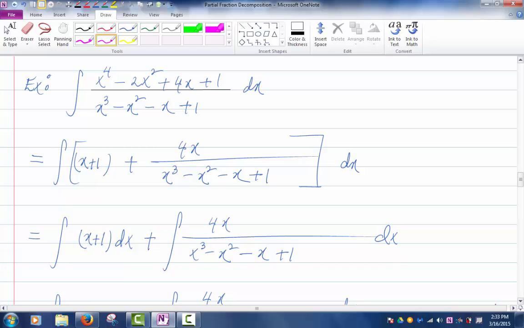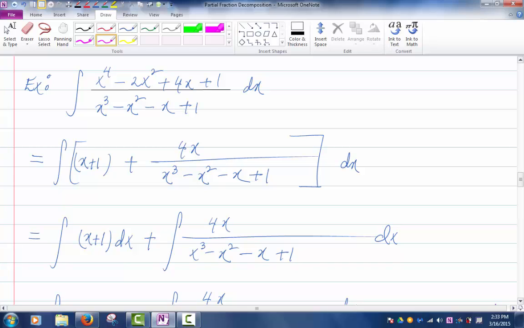I have to rewrite it as a polynomial plus a proper fraction. How would I do it? By using long division. Whatever, you have to search through your childhood memory, right? Go to when you learned long division.